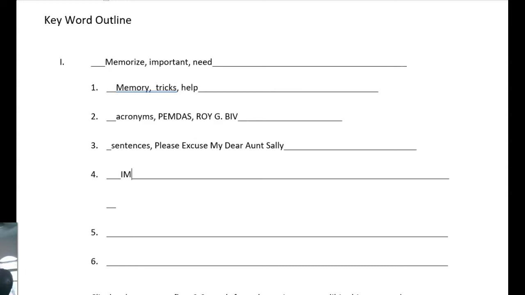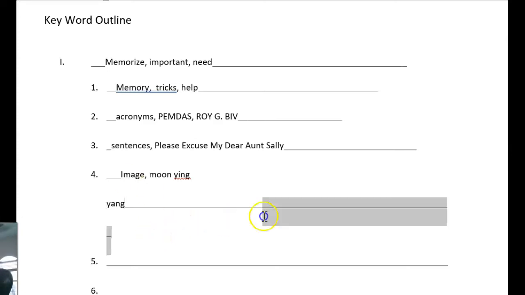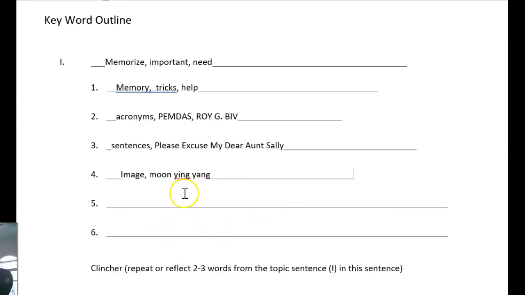Then she talked about an image. The one she gave was the moon, and it was a 69, like yin and yang. But I don't remember what that meant about the moon, which means it was not a very effective memory tool for me, but I can still talk about what image is and what it's supposed to do.